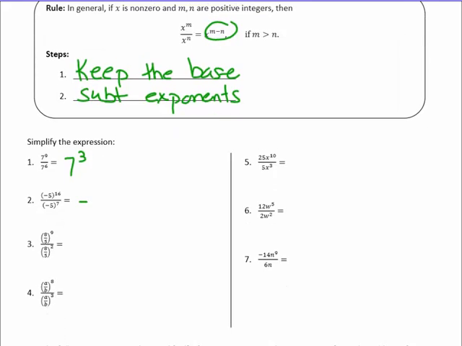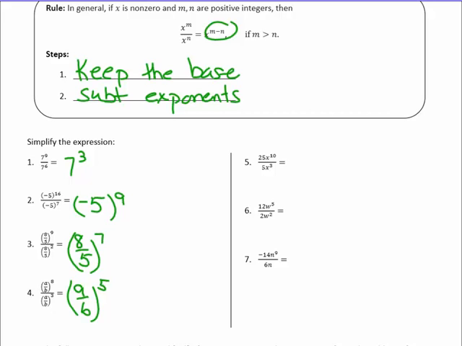For number 2, we're going to keep the negative 5. I'm going to keep it in parentheses because it's a negative base. 16 minus 7 is going to give me 9. Here, again, doesn't matter that it's a fraction. I'm going to keep the base. Fractions and negatives have to stay in parentheses. 9 minus 2 is going to give me 7. Keep your base, AB. 8 minus 3 is 5.